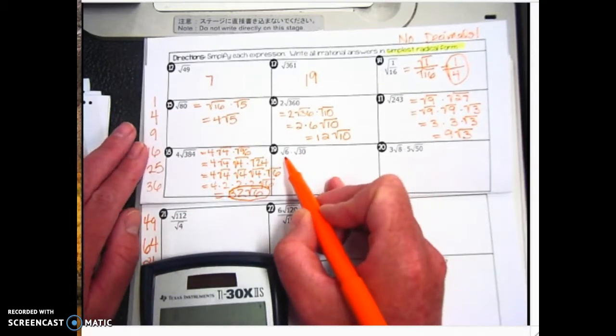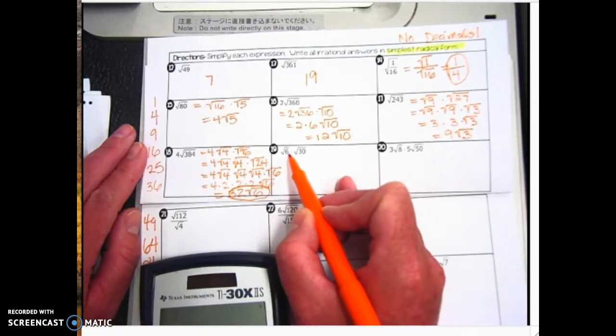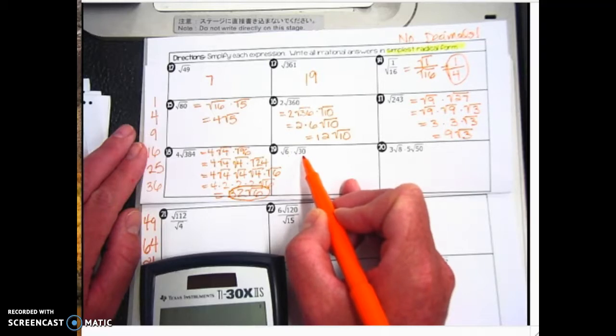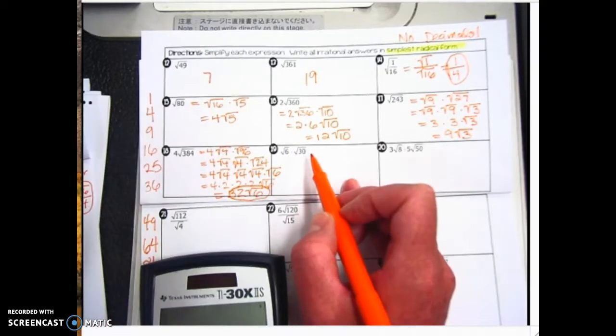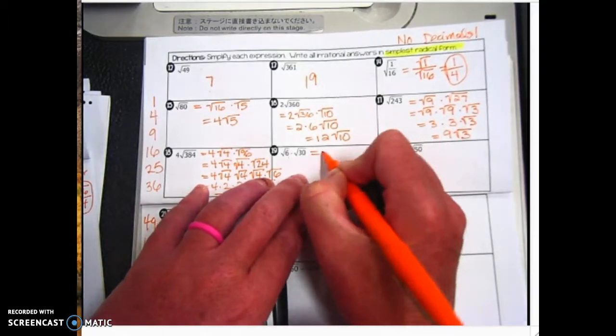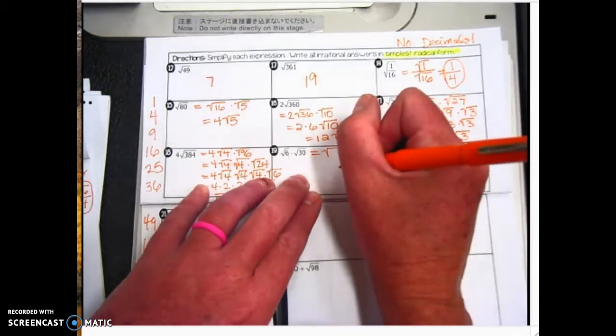All right, number 19, we have square root of 6 times the square root of 30. There are no perfect square factors of 6, and there are no perfect square factors of 30. So we can't simplify them in this form. So the first thing we're going to do is multiply those two together. What's 6 times 30? 180.